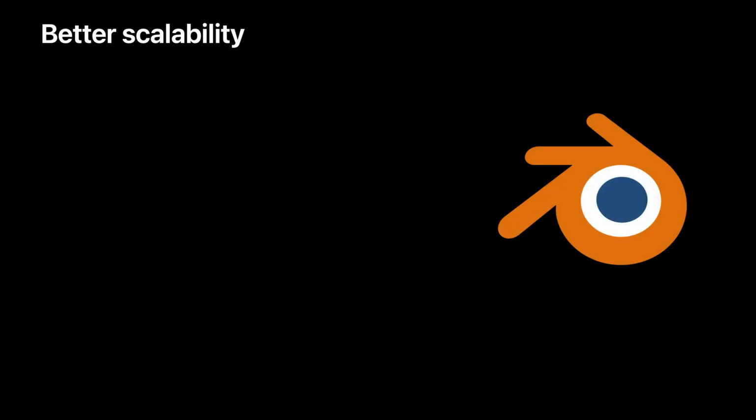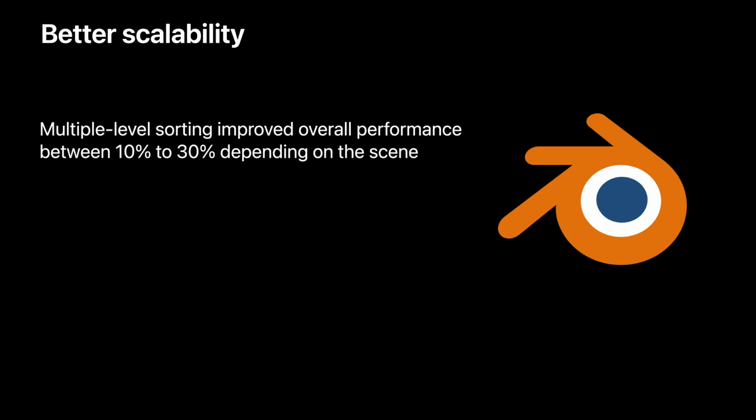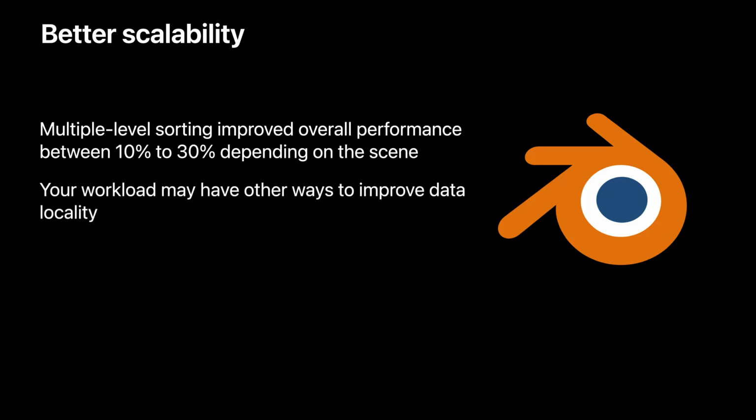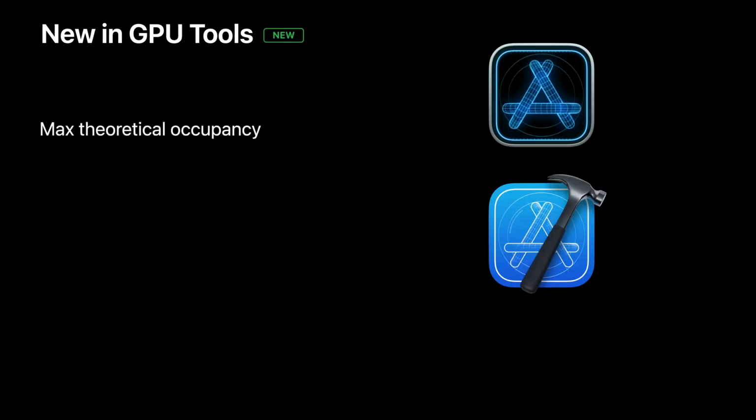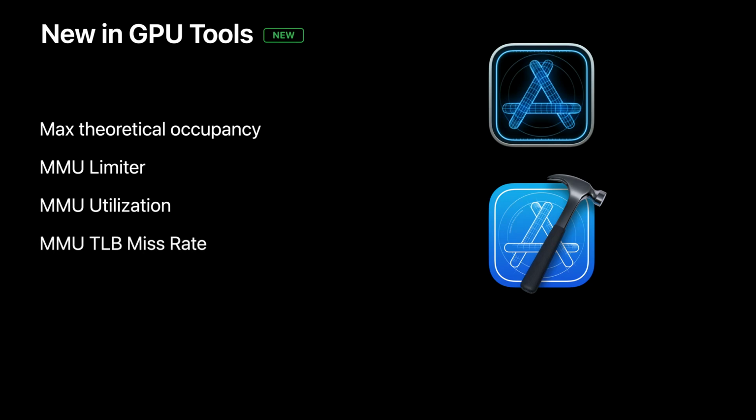Overall, increasing memory locality with this experiment improved performance between 10 to 30%, depending on the scene. This was just an example of many ways you can try to improve memory access pattern. Keep experimenting and optimizing for the top performance limiter. The GPU tools have more useful counters to tune for. Xcode has a new theoretical occupancy in the compiler statistic window. Both Xcode and Instruments now have several MMU-related limiters and counters. Specifically, a new MMU limiter, MMU utilization counter, and MMU TLB miss rate counter.